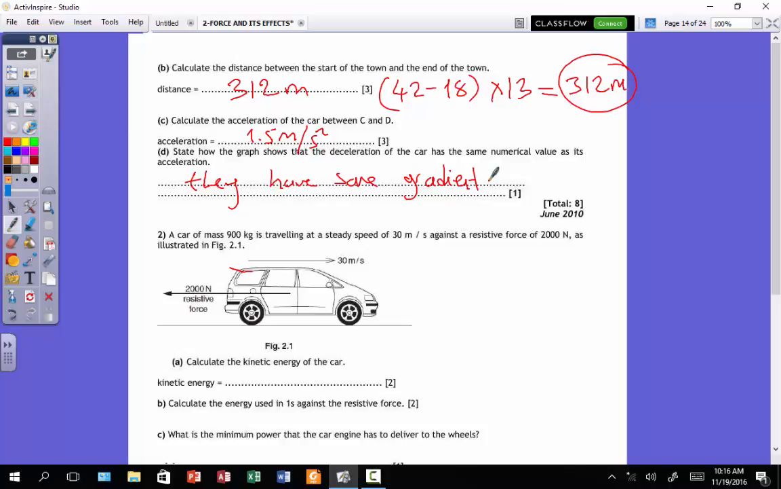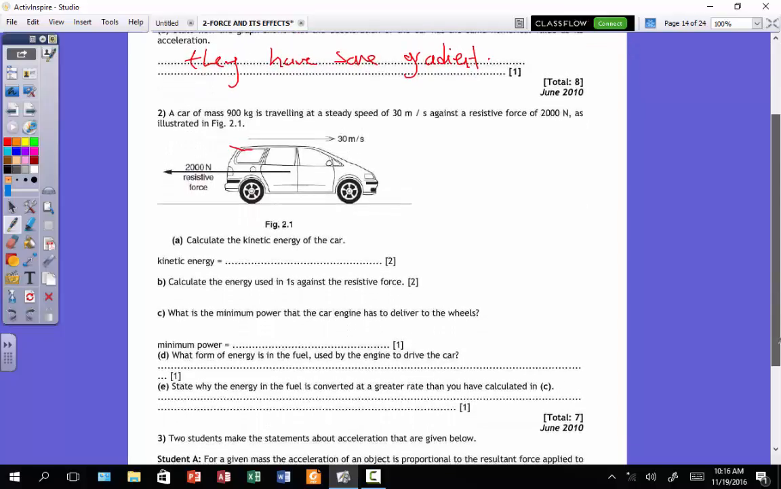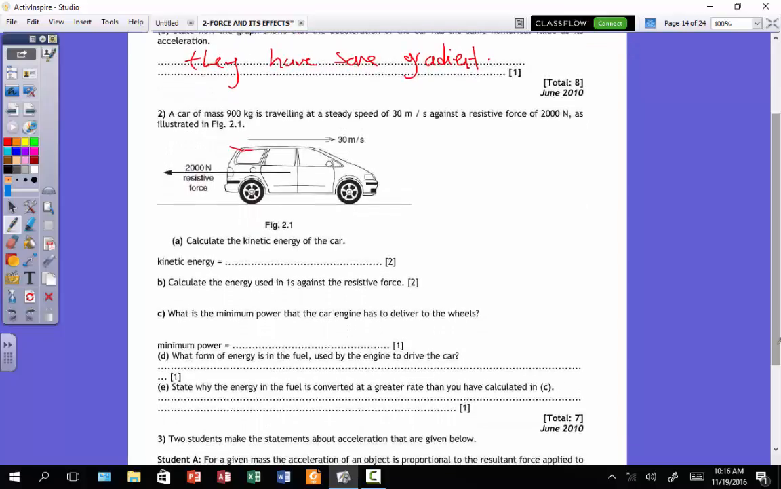Let's look at question 2. A car of mass 900 kg is traveling at a steady speed of 30 meters per second against a resistive force of 2000 newtons, as illustrated in Figure 2.1. The diagram is here. Calculate the kinetic energy of the car.